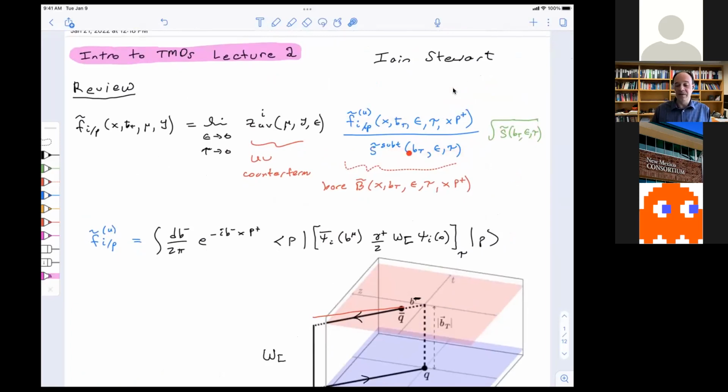But the explicit formula for this S twiddle differs depending on how I do the regulation of the rapidity singularities. And that's why I didn't try to write down a generic formula for it.